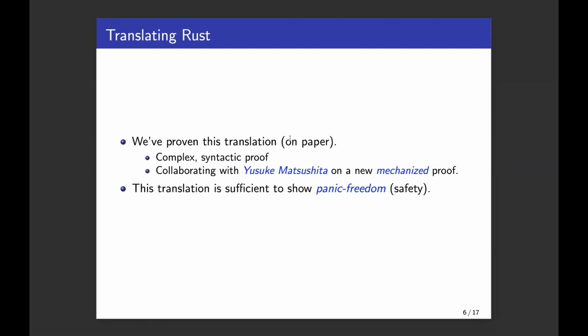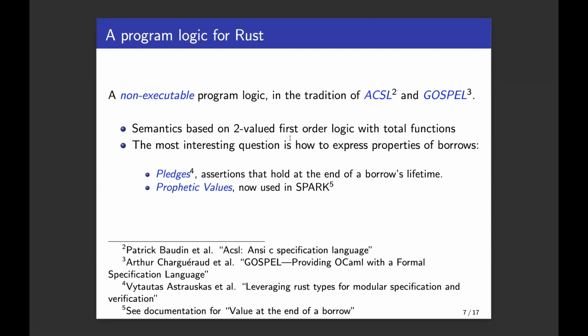And if we want to go further and start talking about functional correctness, then of course we need to start talking about our specifications. And that's one of the questions that we've been looking at recently, and we've been developing a specification language based in the tradition of ACSL, the specification language for the Frama-C verification toolkit for C programs, and Gospel, the generic specification language for OCaml programs, which is used by the tool Cameleer, for example.